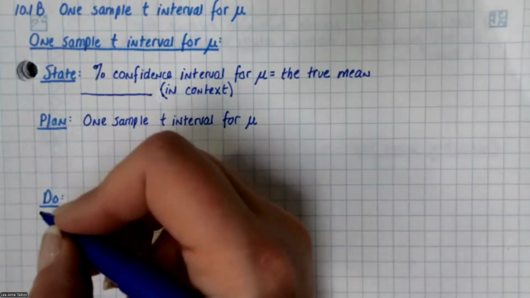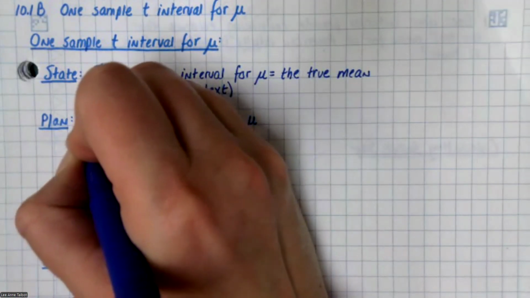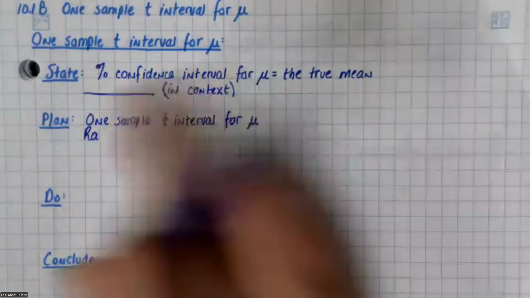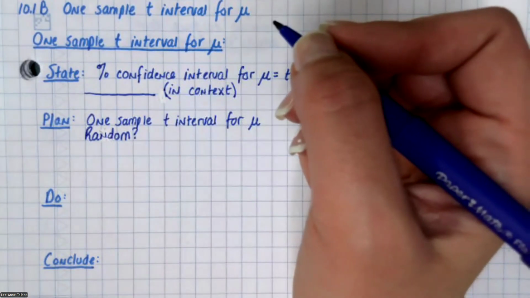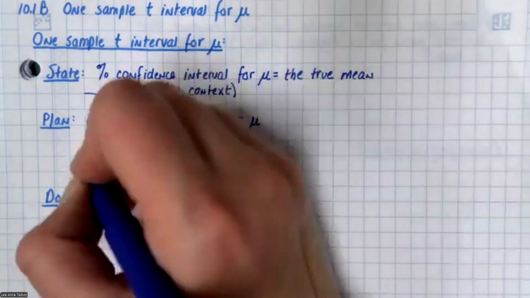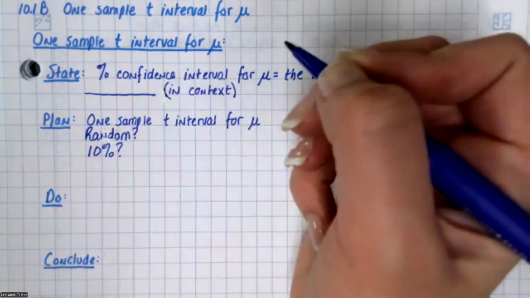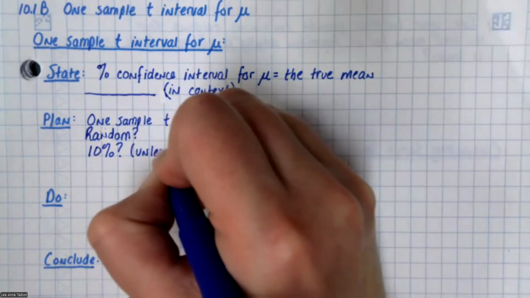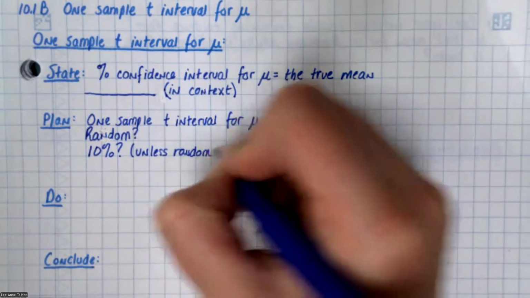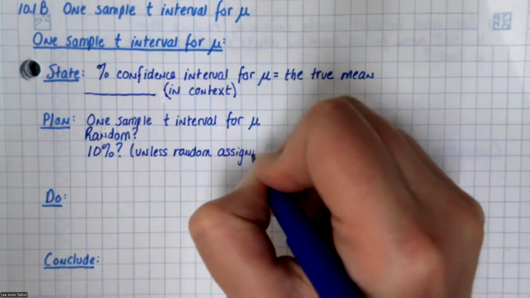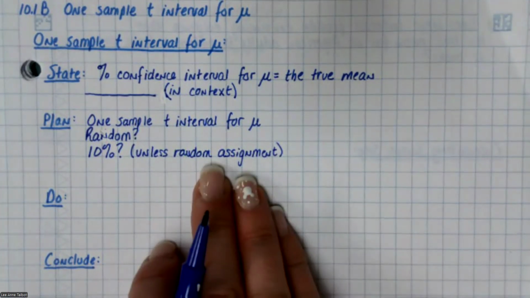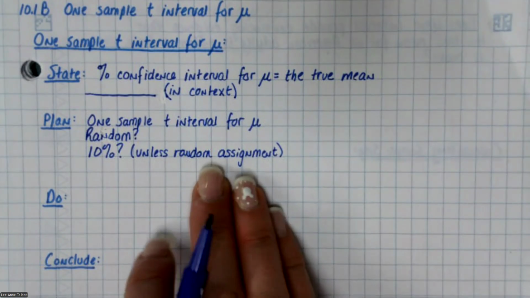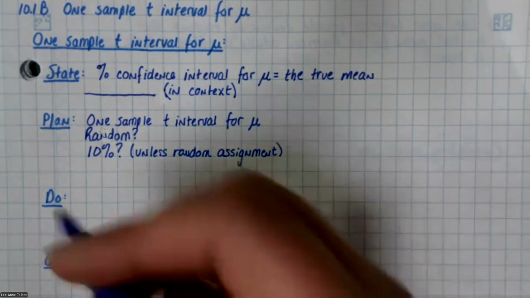I do know you know the answer to the next question. What are the conditions? Random. I can't even spell random. Random. 10% is your usual, unless you have random assignment, then you get to skip it. What's the last one?